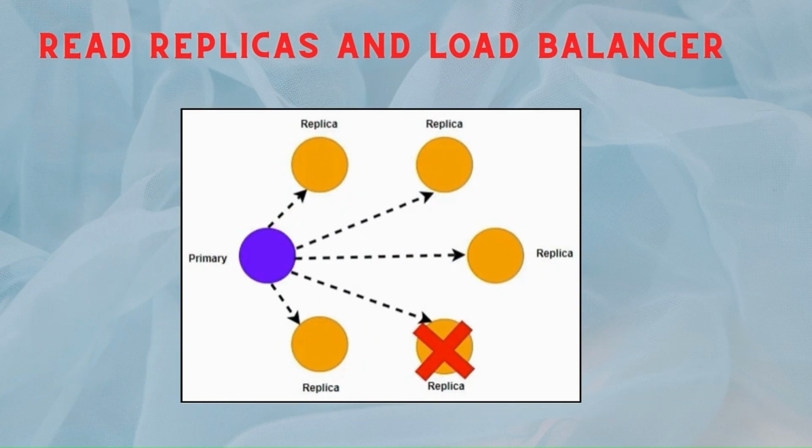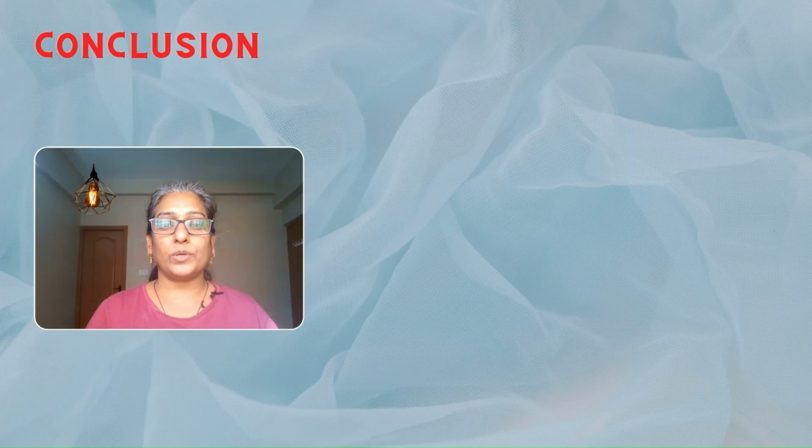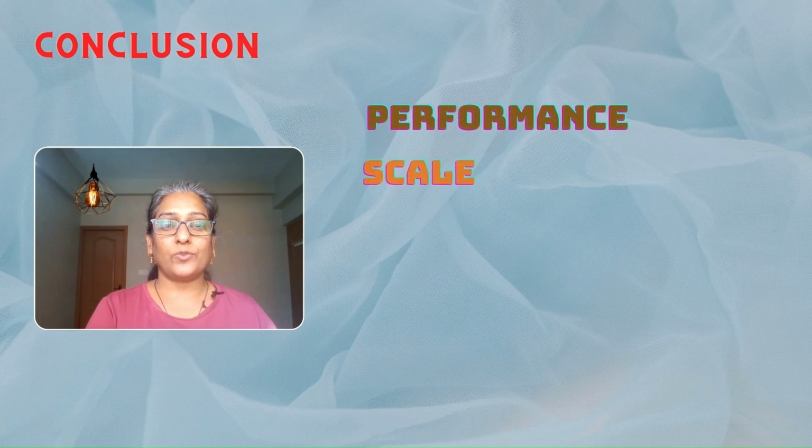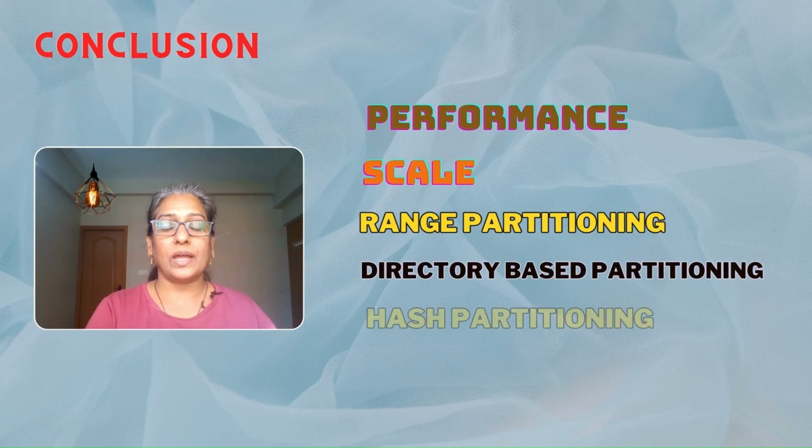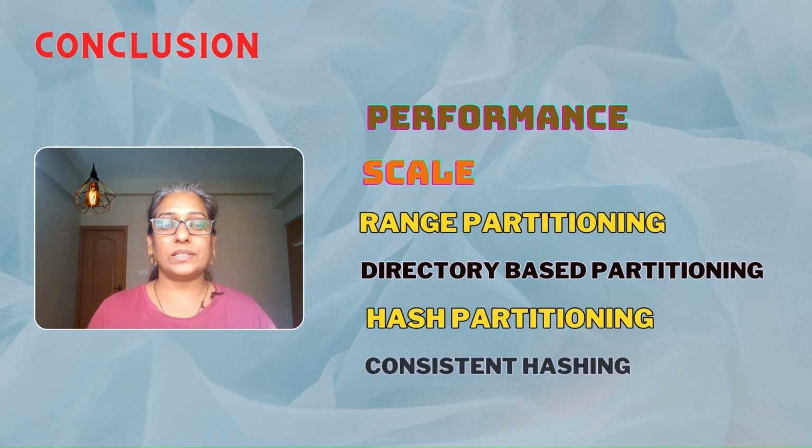And fourth approach, use a combination of read replicas and a load balancer. This offers horizontal read scalability without full sharding complexity. Also, it distributes reads across replicas. In conclusion, partitioning optimizes distributed systems performance and scalability. Understanding options like range partitioning, directory-based partitioning, hash partitioning, and consistent hashing enables architects to design robust distributed systems.